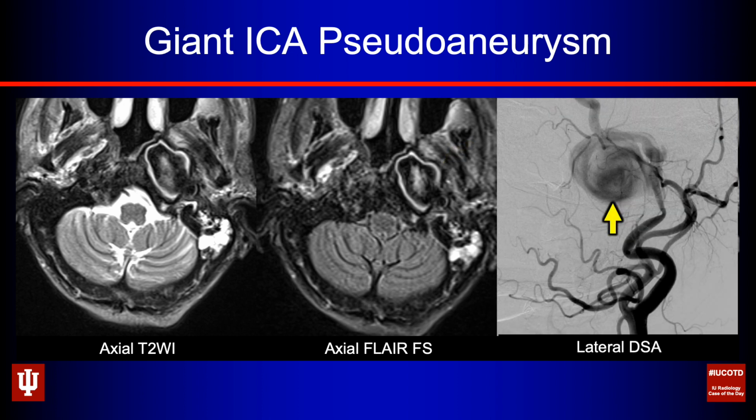This is a giant ICA pseudoaneurysm. You can see on the lateral DSA how this thing has that swirling filling within this. So don't biopsy this. Don't put a needle in everything that looks like a mass. Use the tools at your disposal. Make sure it's safe before you do anything crazy, okay? What you don't want to do is inadvertently put a needle into a vascular lesion like this.